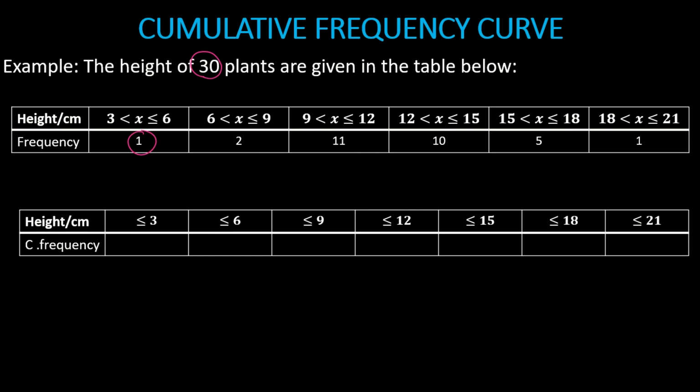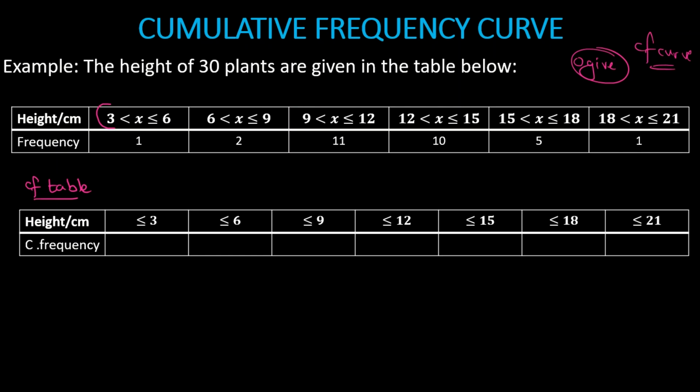Okay, so now to be able to draw a CF curve, a cumulative frequency curve, or an ogive, it's the same thing as a CF curve, we need to develop a CF table, a cumulative frequency table. Now the CF table only uses the boundaries. It does not use the intervals, right? So how are we going to develop this table?